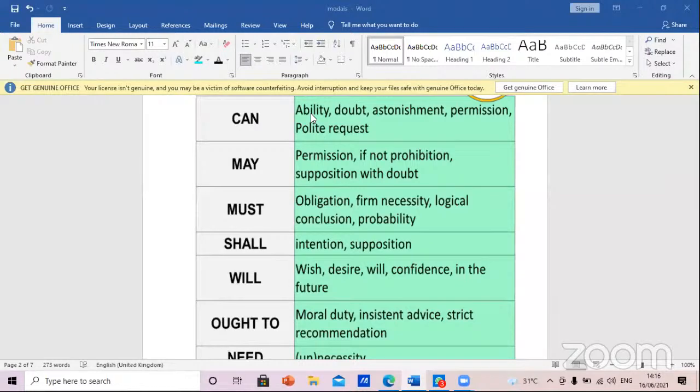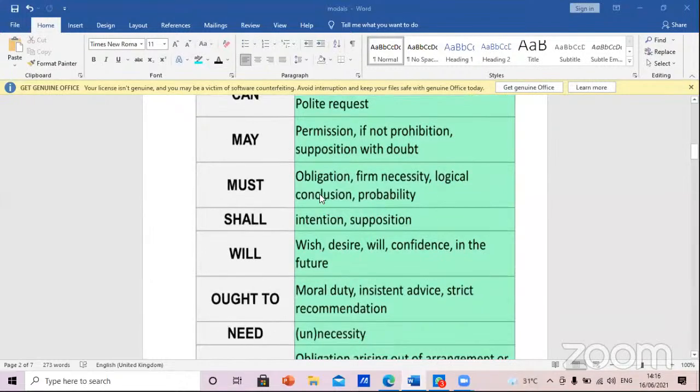Okay. Then this must, that is obligation, as I told you, right? Logical rules, right? You must wear your helmet. You must walk on the right side. You must obey the road rules, like that, right?